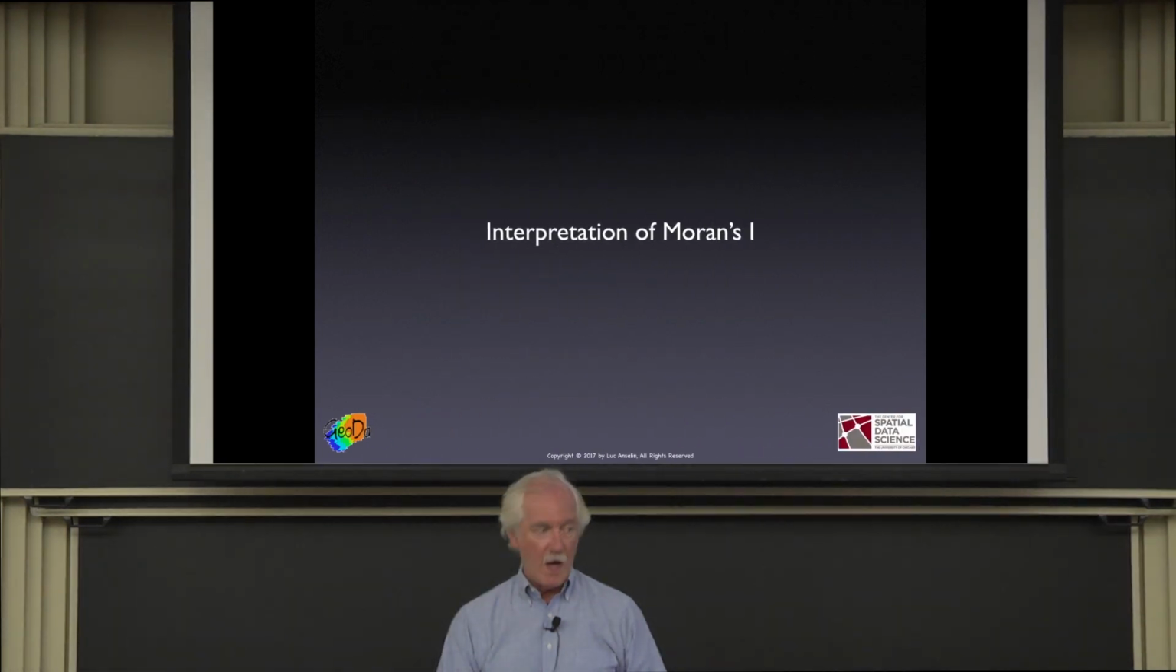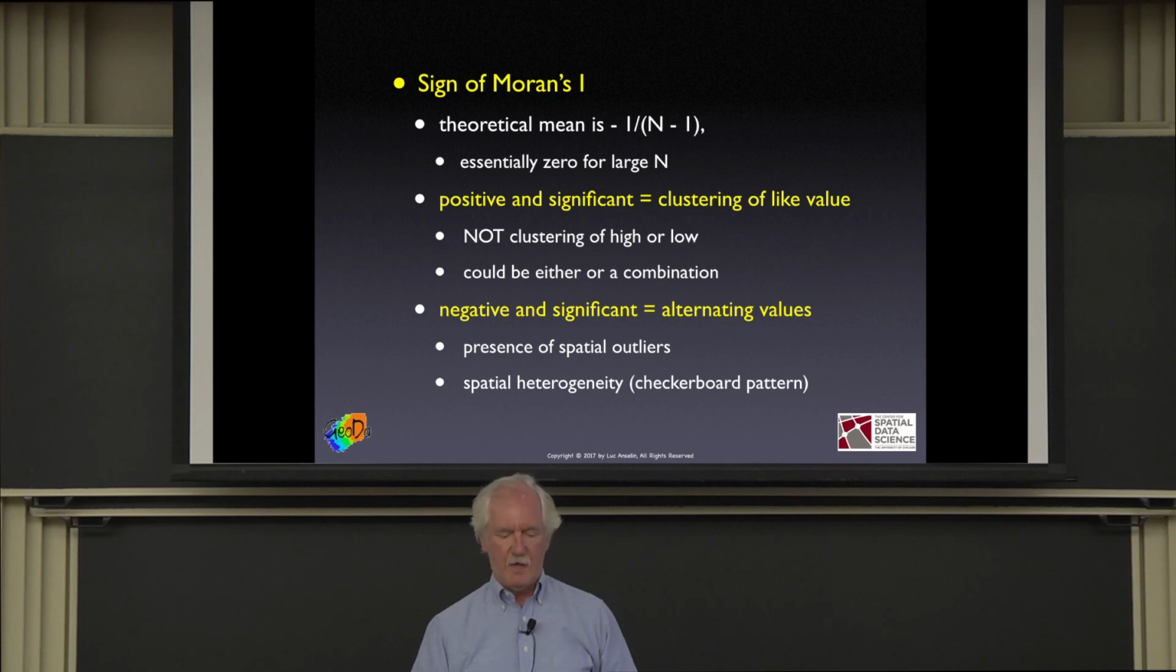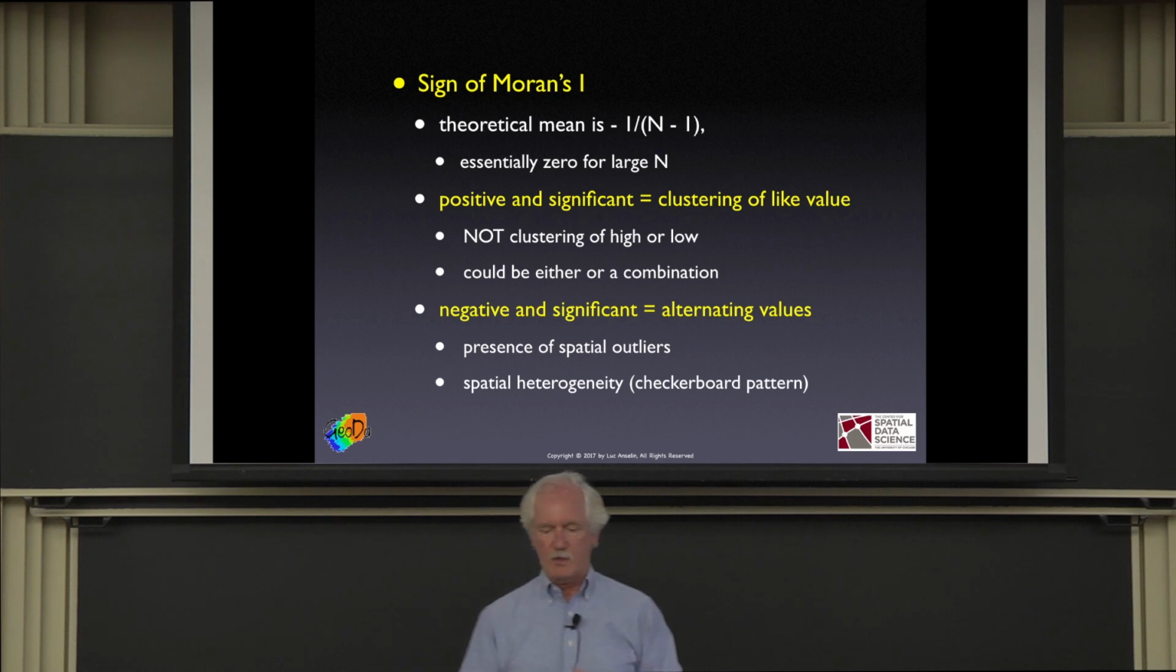Okay, how do we interpret this? And a couple of things that are, again, not standard. First of all, I mentioned the theoretical mean is -1 over n minus 1, so it's not 0, but basically it gets close to 0 as we get larger and larger data sets.